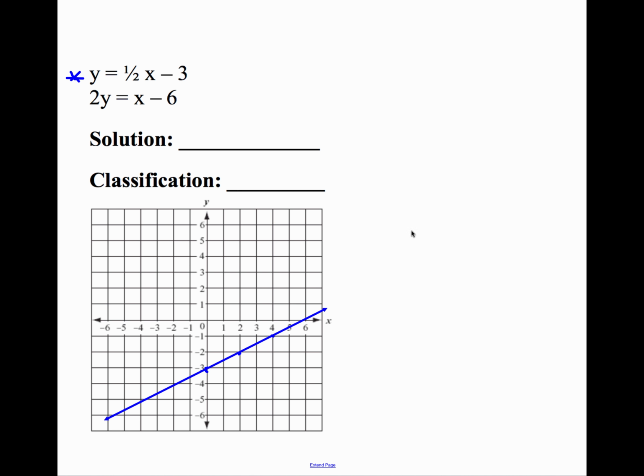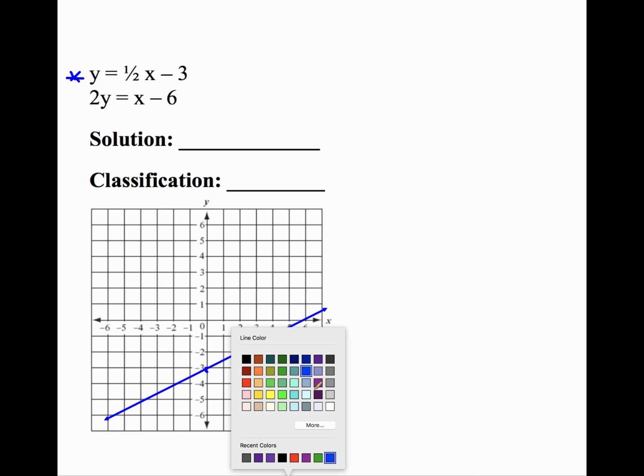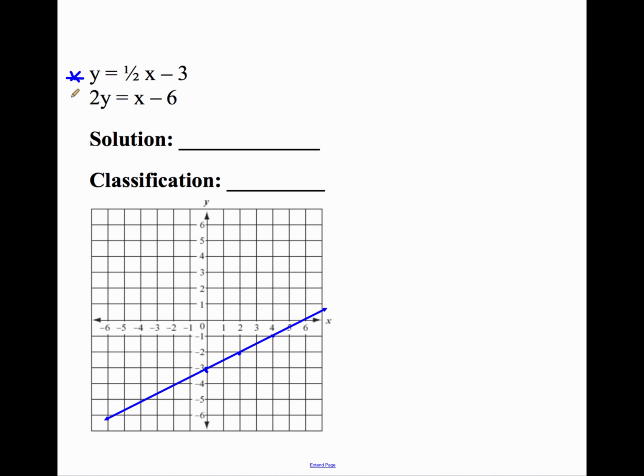Okay. My next equation is 2y equals x minus 6. Well, I want to quickly go ahead and solve that equation for y. And we'll do that in green. So 2y equals x minus 6. And if I divide everything by 2, I'm going to get y equals 1/2 x minus 3.